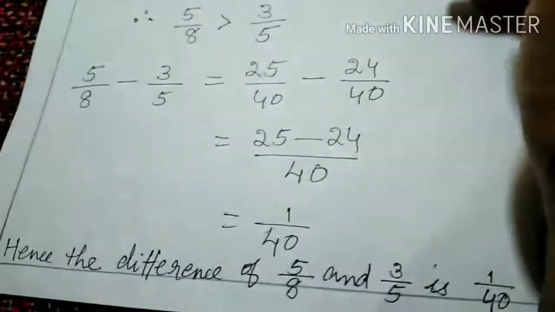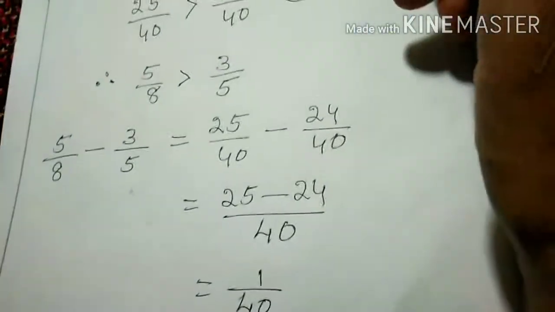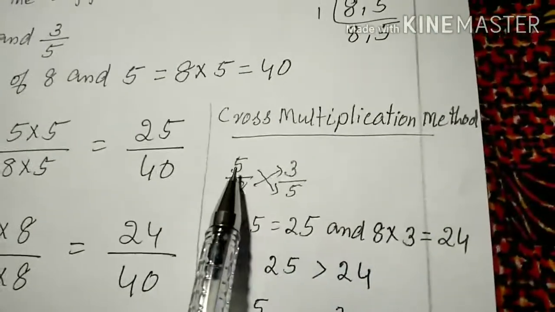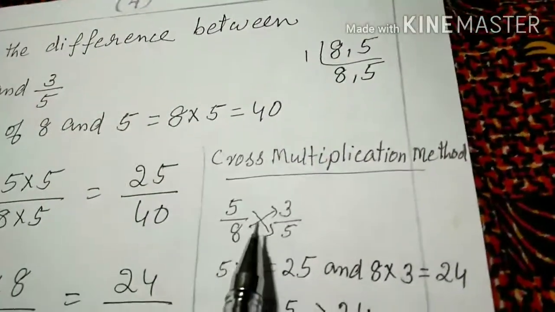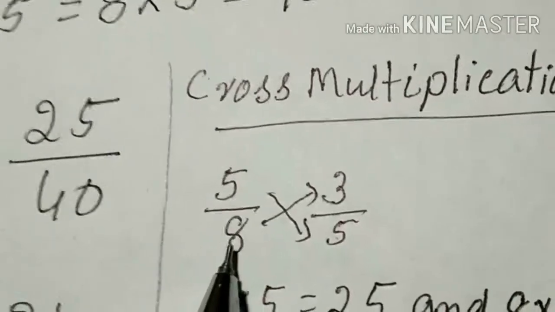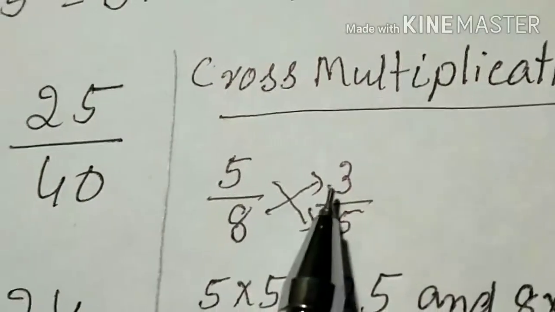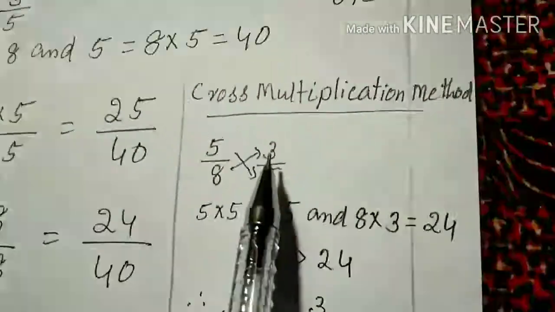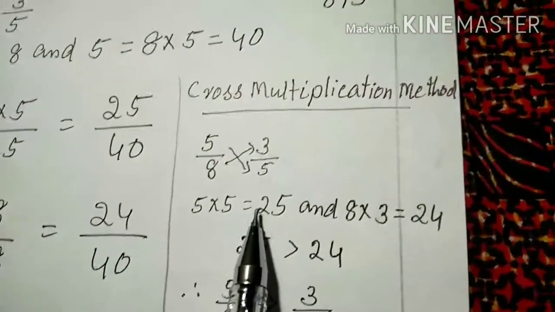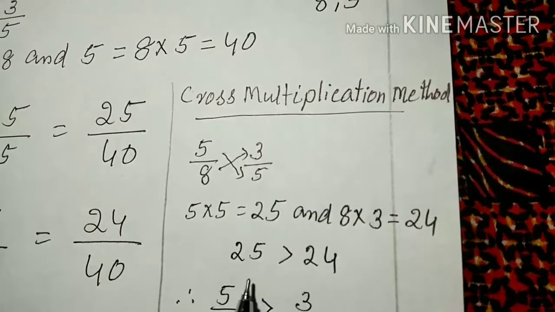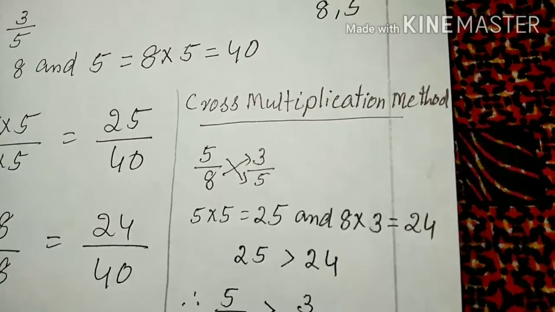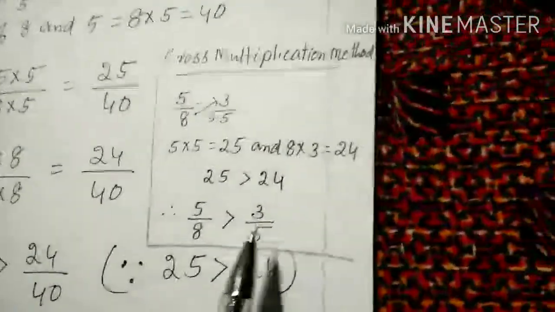And for this comparison of the fractions, you can use the cross multiplication method also. Cross multiplication method means multiply the numerator of the first fraction by the denominator of the second fraction, and the denominator of the first fraction by the numerator of the second fraction. Therefore, we are getting 5 into 5 equal to 25 and 8 into 3 is equal to 24. And we know that 25 is greater than 24, therefore 5 by 8 is greater than 3 by 5.